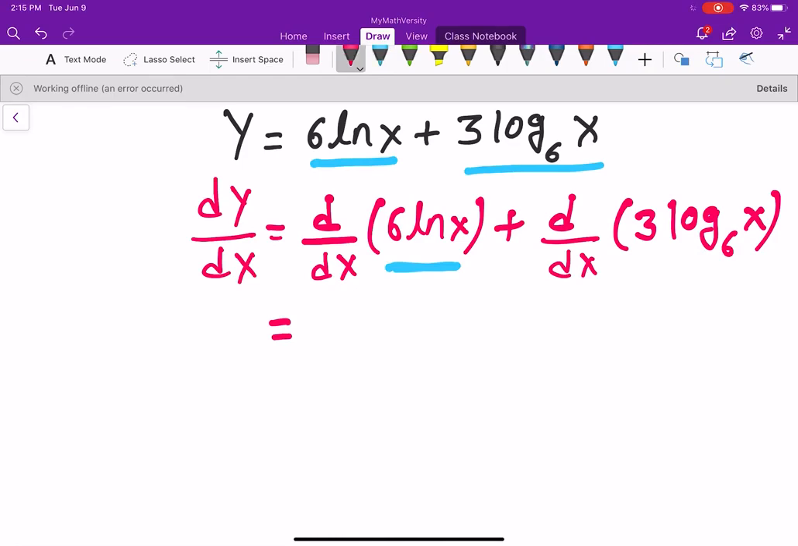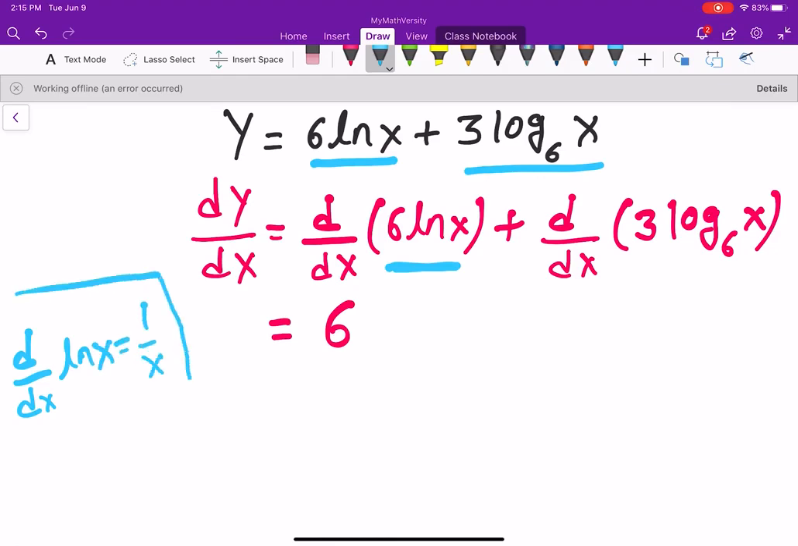The constant multiple rule says leave the constant as it is. So leave the 6 as it is, multiply by the derivative of ln x, and we know the formula that the derivative of ln of x is actually equal to 1 over x. So if that is the case, let's write down the derivative. So 6 times 1 over x is the derivative of the 6 ln x.